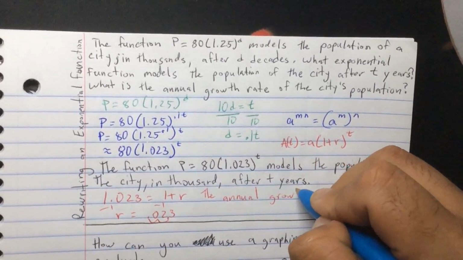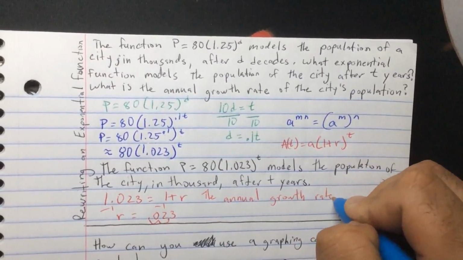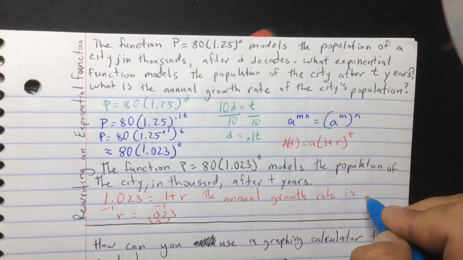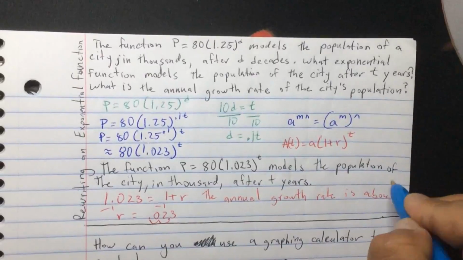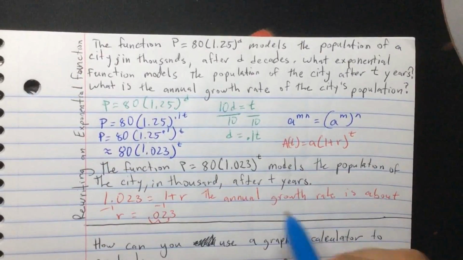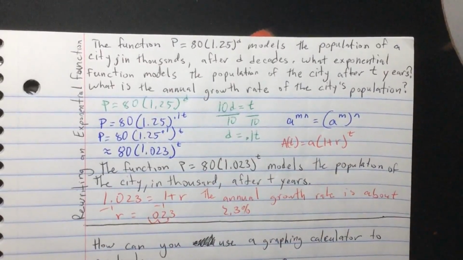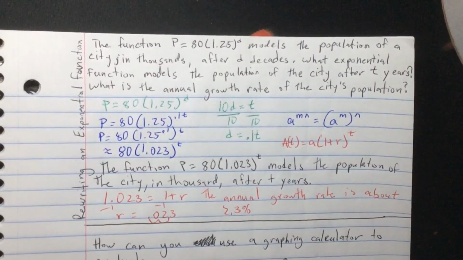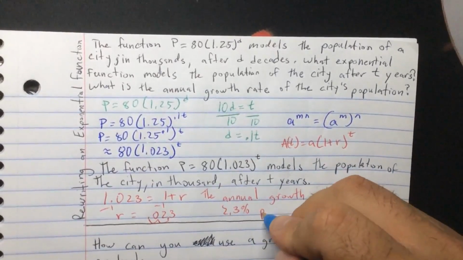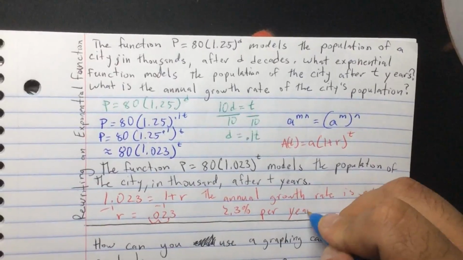So if we rewrite this here, the annual growth rate is, I'll just put about, because we did approximate over here, about 2.3%. And, oh wait, this annual growth rate would be per year, but it's the annual growth rate, so we'll still put per year just in case they get confused.